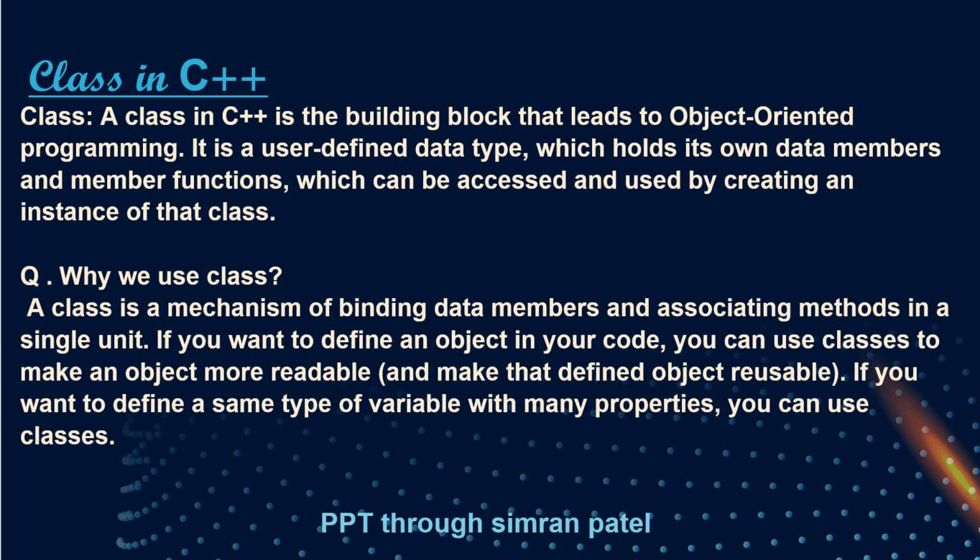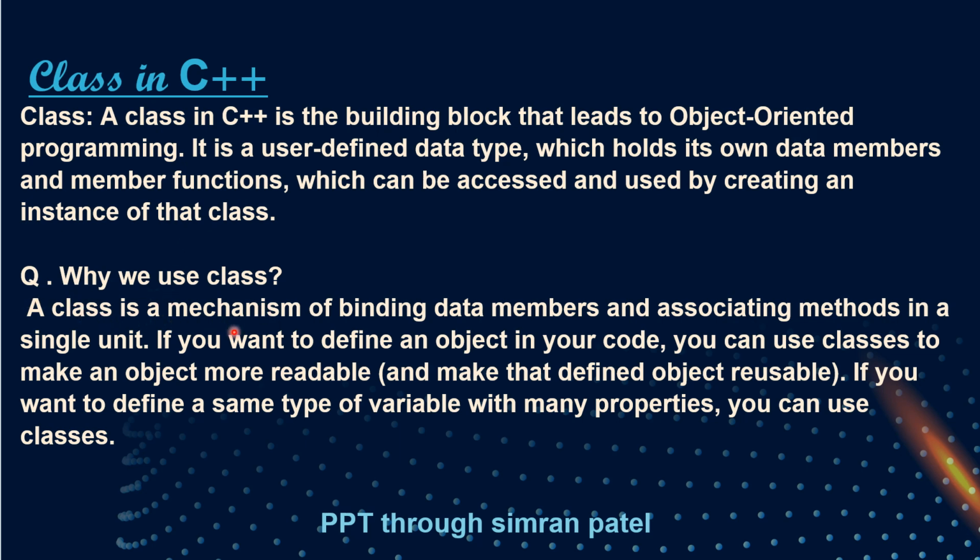So now let's define the class in C++. Basically, what is a class in C++? A class in C++ is a building block that leads to object-oriented programming. It is a user-defined data type which holds its own data members and member functions. Member functions we will discuss further, which can be accessed and used by creating an instance of that class. Instance means existence.